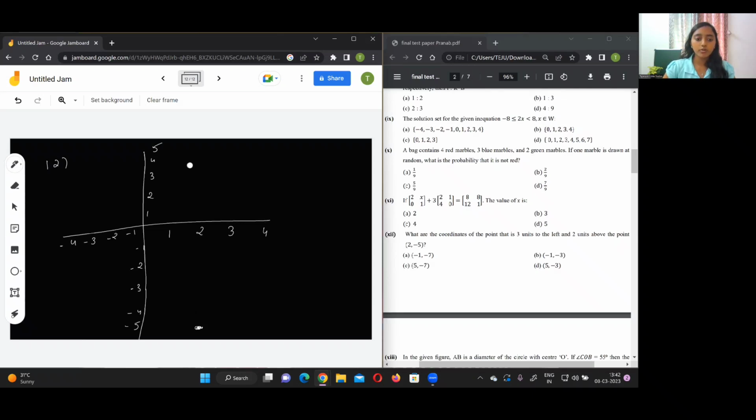Now they are asking 2 units above the point, which is here. So our new point is here. This is the old point and this is the new point. The new point's coordinate is -1, minus 3. So -1, minus 3 would be your new answer, which is option B. So the 12th question's answer will be option B.